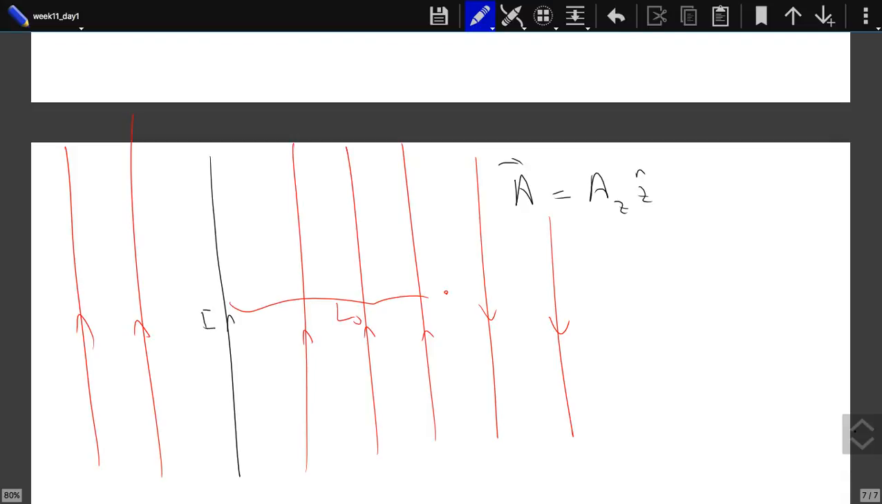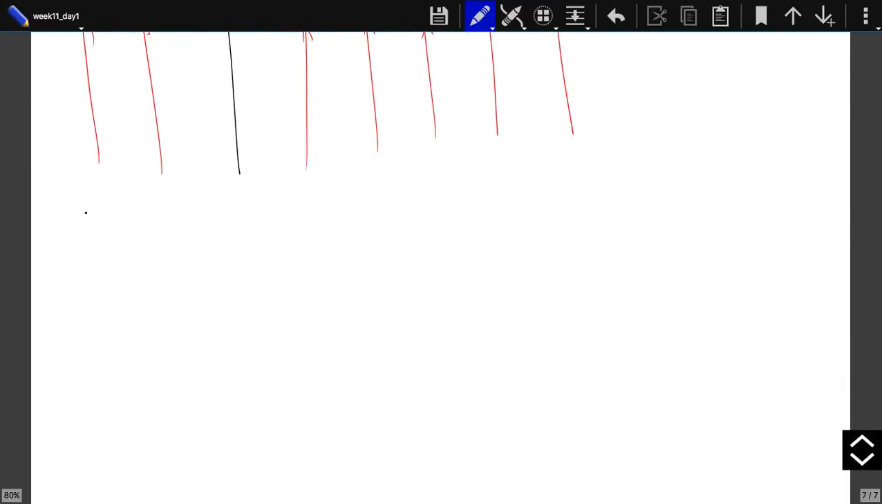Let's do another example. Let's try to find the vector potential of the solenoid. If you remember, we studied the solenoid, right? Okay, so let's study the solenoid, and then we can find the vector potential corresponding to it.